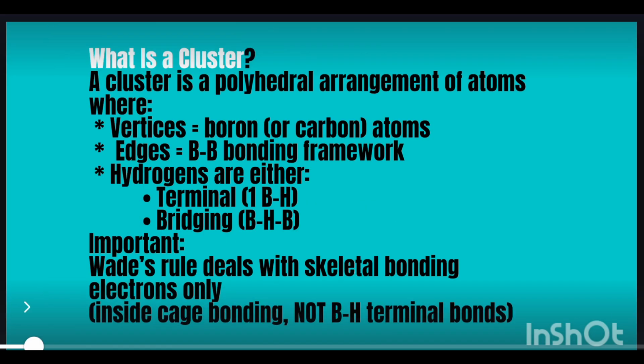Now we'll see what is a cluster. A cluster is a polyhedral arrangement of atoms. Here, vertices are boron or carbon atoms. Edges are the B-B bonding framework. Hydrogens are either terminal, that is B-H, or bridging, B-H-B. Importantly, Wade's rule deals with skeletal bonding electrons only, that is inside cage bonding, not B-H terminal bonds.